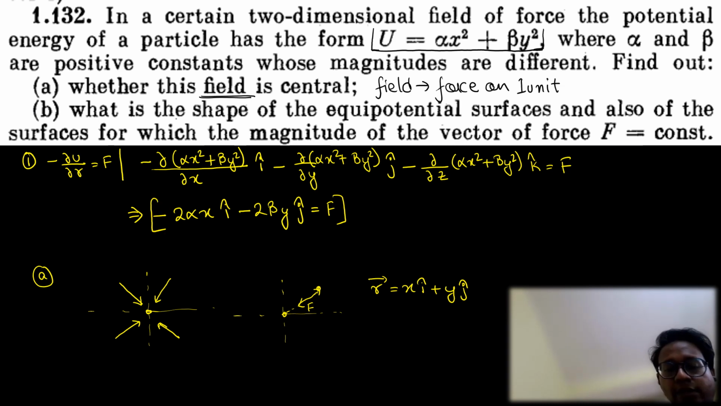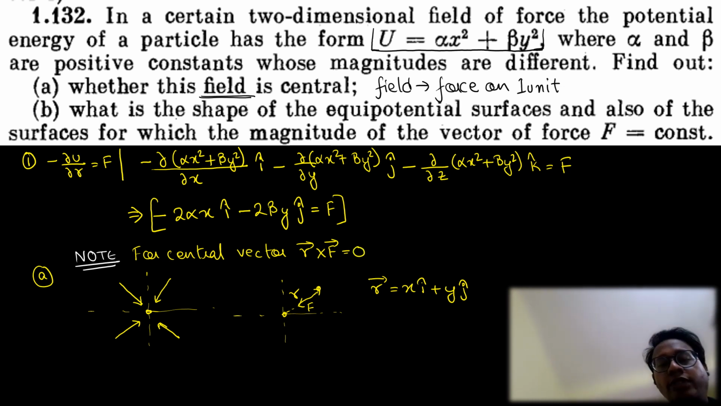And how do I ensure that happens? See, what is the angle between r and f? The angle between r and f is 180 degrees for every central field. If you input this value of x and y in this equation, the force will point towards origin. So the angle between r vector and force vector will always be 180 degrees for any values of x and y. R cross f would always be equal to 0 for a central vector. So make a note: for central vectors, r cross f is equal to 0, because the angle between r and f should always be 180 degrees.